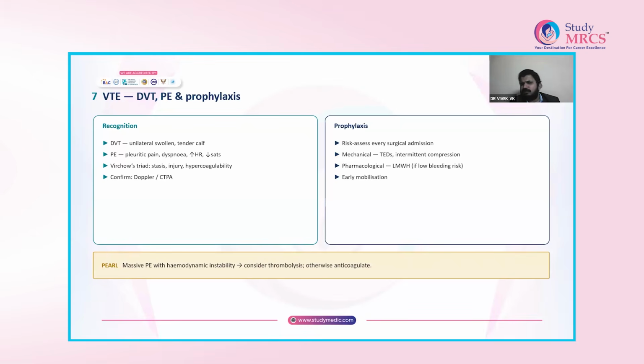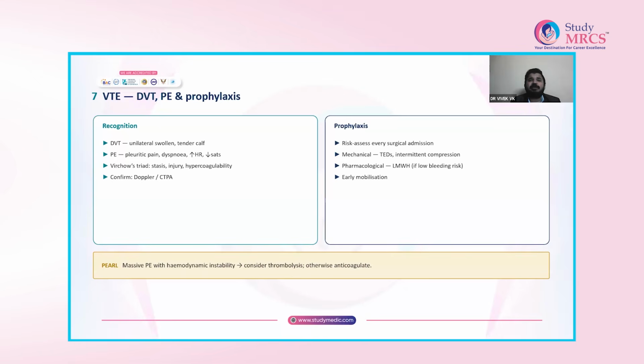There is one triad that is called Virchow's triad, about the causation or the risk factors of deep venous thrombosis. That is stasis of blood, endothelial injury, and hypercoagulability. These three are included as Virchow's triad of deep venous thrombosis.